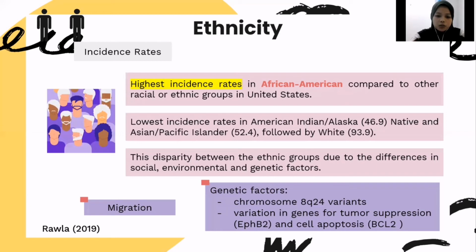Next, lifestyle changes due to migration also may influence the prostate cancer cases. For example, prostate cancer incident and mortality rates increase among men who migrate from low risk to high risk countries compared with those in their native countries. Moreover, several studies suggested that genetic factors may play a role for some differences in incident rates, such as mutation of chromosome variants, variation in genes for tumor suppression, and cell apoptosis that are commonly found in African American men, which have been shown to be associated with increased prostate cancer risk compared to other ethnic groups.